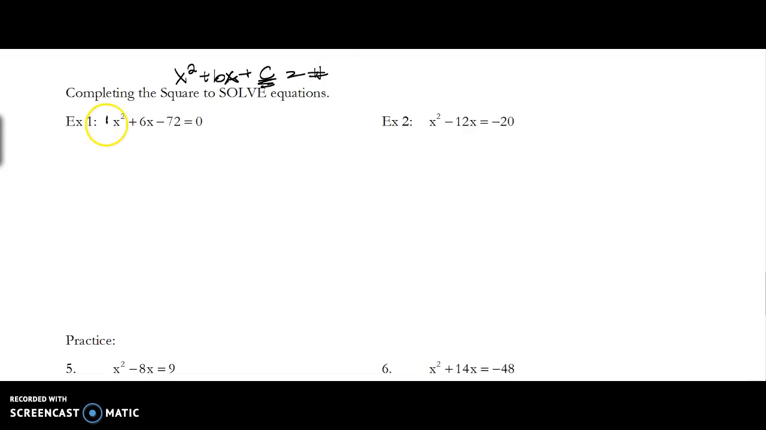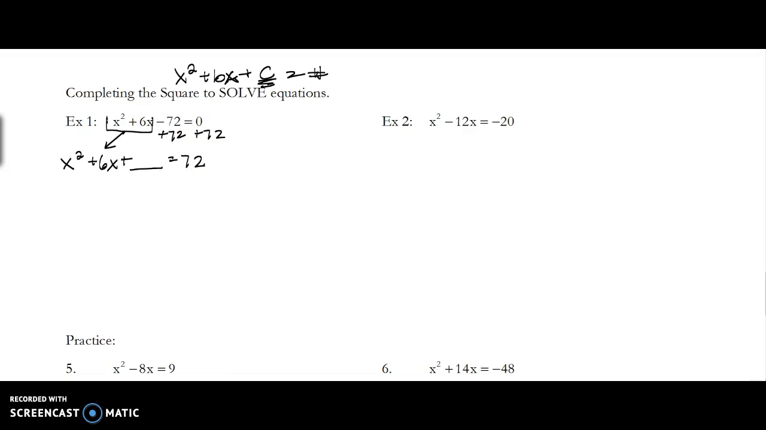So what we're going to do is we're going to group this. We're going to take our first 2 terms, that A and B term, and we're going to move it to one side, x squared plus 6x. If we have this value, we need to get it to the other side. So we're going to add 72 to both sides so we can find that C value that we found on the first video.